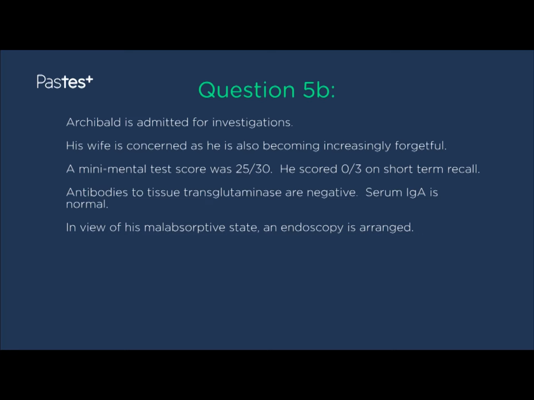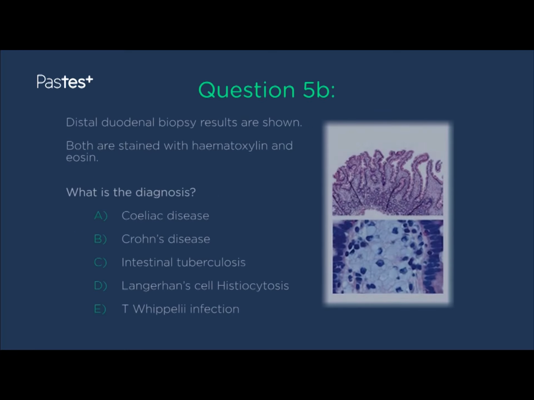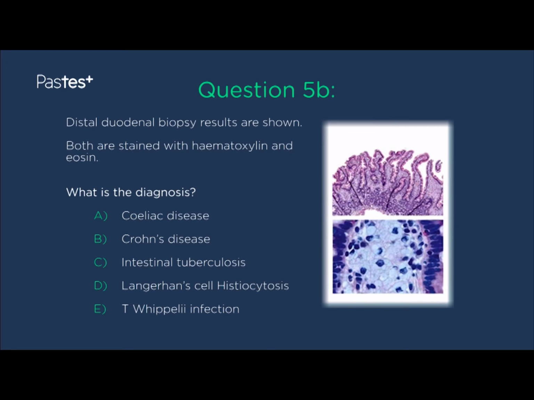In view of this gentleman's malabsorptive state, though, an endoscopy is arranged. They've shown a biopsy. That's a disaster, isn't it? I'm hopeless at biopsies. He's got a distal duodenal biopsy result. Both are stained with H&E, and you've got the pictures there. What is the diagnosis? A. Celiac disease. B. Crohn's disease. C. Intestinal tuberculosis. D. Langerhans cell histiocytosis. Or E. Tropheryma whipplei infection.